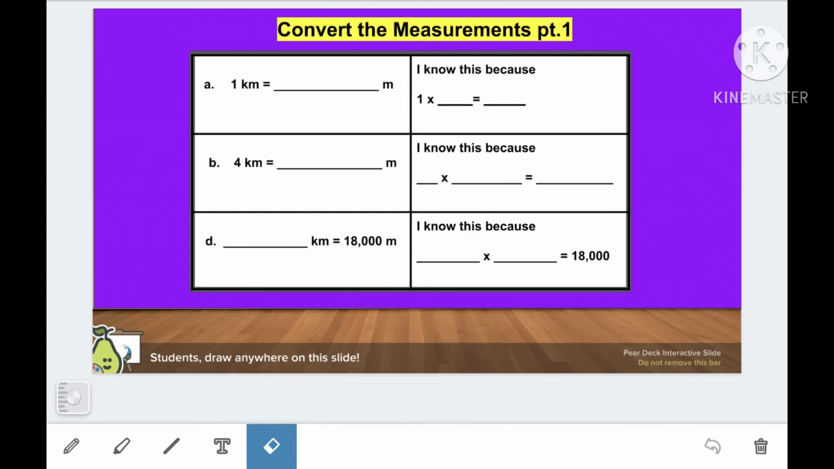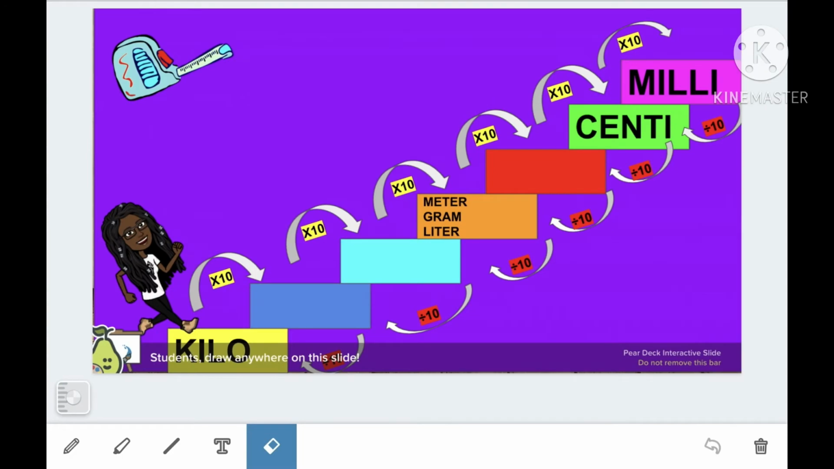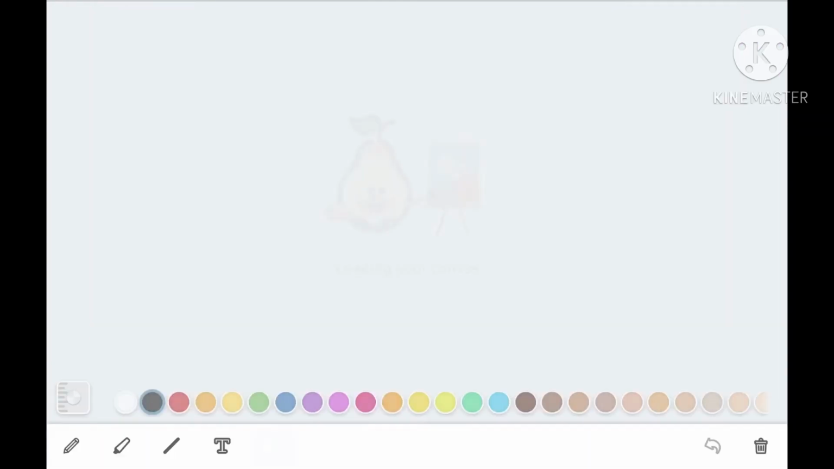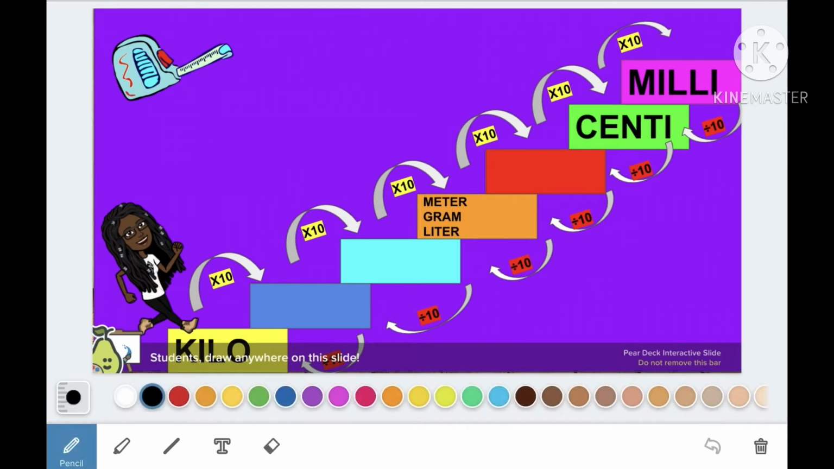So let's look at our screen. The first problem says 1 kilometer equals blank meters. I'm going to go back to my conversion steps and I'm going to find kilometer. Now, I don't see the word kilometer written out, but I do see kilo. So I'm going to look at kilo, which is my yellow step. And as a reminder, we're converting kilos to meters. Well, here's kilos. Here's meters. How many steps do I have to walk up in order to get to my meter step?